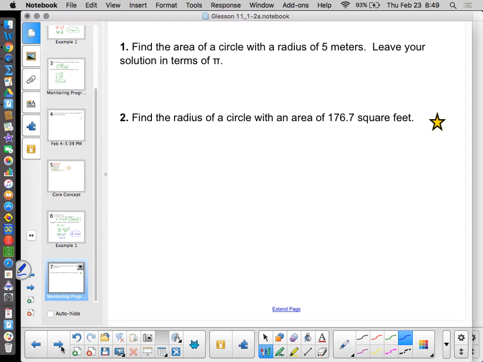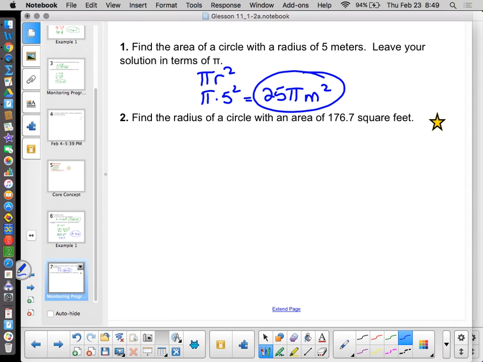Find the area of a circle with a radius of 5 meters. Leave your answer in terms of pi. Notice, since it's a nice whole number radius, leaving in terms of pi is the appropriate thing to do. So pi r squared is pi times 5 squared, which is 25 pi meters squared. Answer, context.